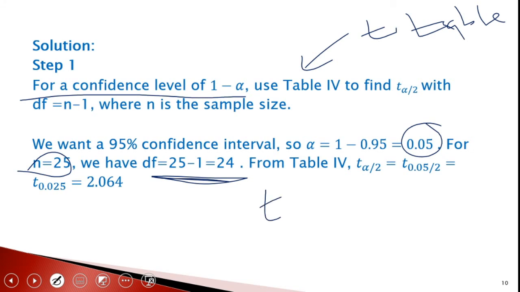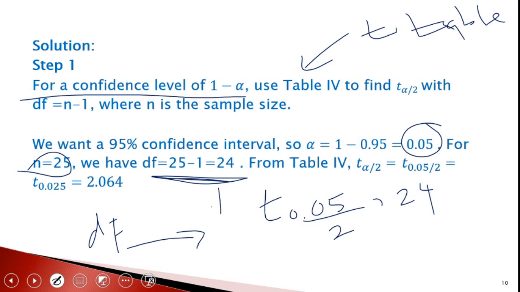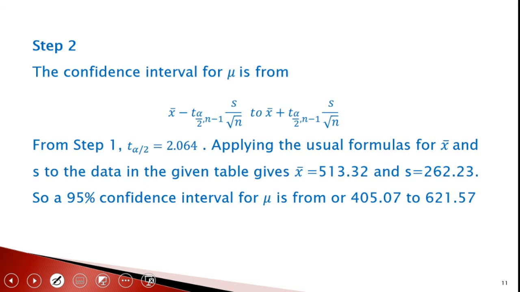So you can calculate t 0.05 divided by 2, don't forget this, comma degree of freedom 24. This value from your t table: degree of freedom from this side, t values from this side, and you can get this value. It is 2.064. Okay, clear? So you know this now.